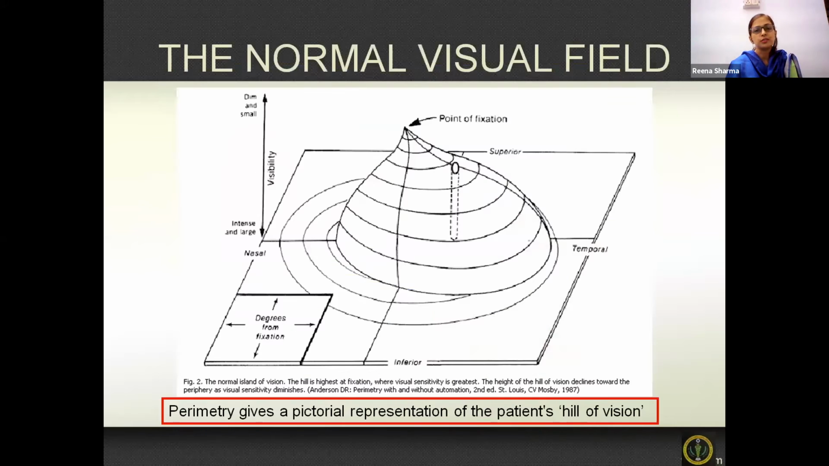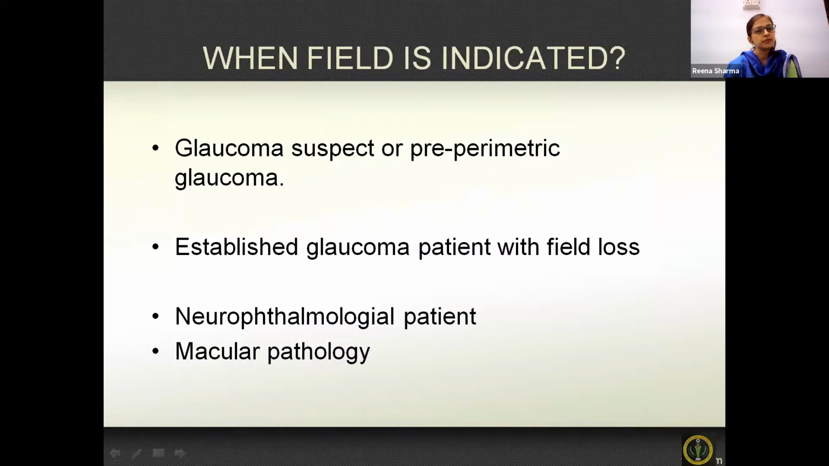The normal visual field, we know, is a hill of vision with maximum sensitivity at the point of fixation. What perimetry does is give us a pictorial representation of the patient's hill of vision. So when is a visual field indicated? In glaucoma, it is needed in all glaucoma patients: glaucoma suspect or pre-perimetric glaucoma, basically to diagnose the disease, and established glaucoma, to follow up the patient. It is also done in neuro-ophthalmic patients and macular pathology, and should be done wherever needed.